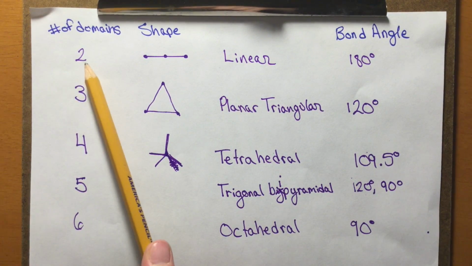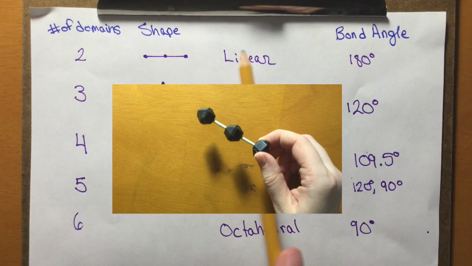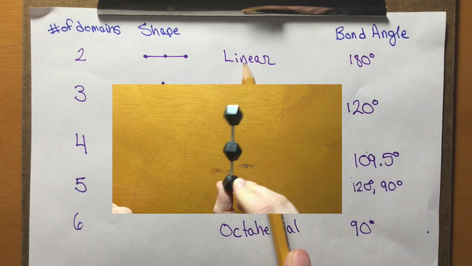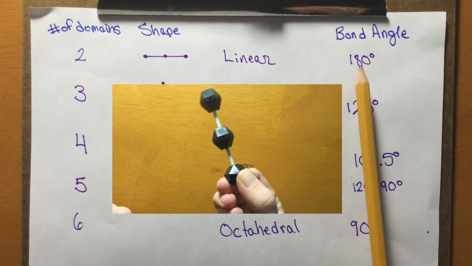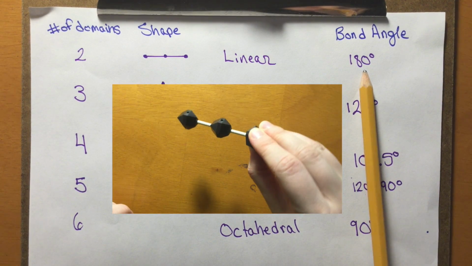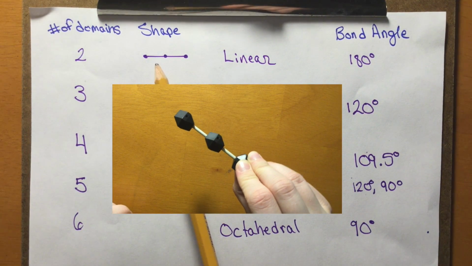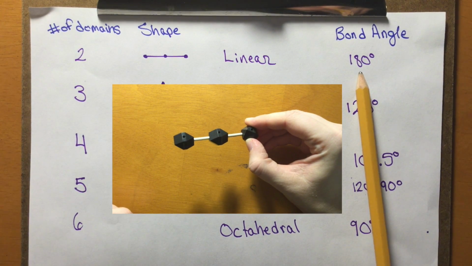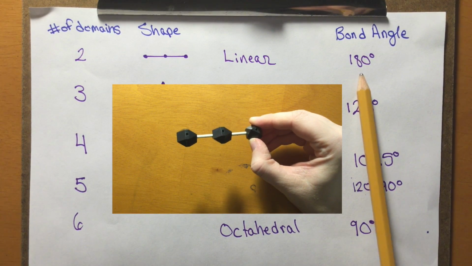So if I have 2 electron domains, I'm going to end up with a linear shape, like the hydrogen cyanide I showed before. The bond angle with the linear shape is 180 degrees. If you were to make one angle larger, the other would become smaller. So 180 is as far apart as those electron domains can become.